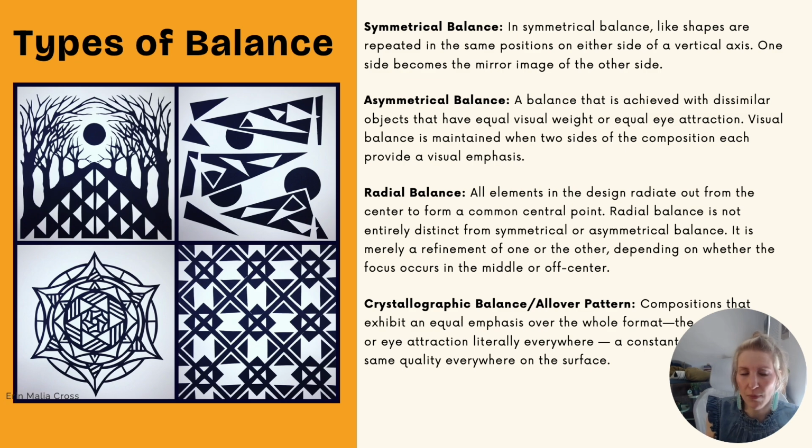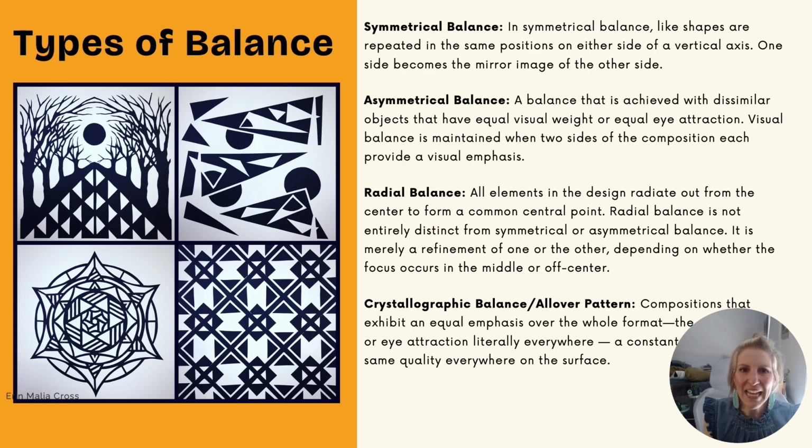Then we have radial balance. Now this one is interesting. It's found in nature. And this is when all elements in the design radiate out from the center, and it forms a common central point. Radial balance is not entirely distinct from symmetrical or asymmetrical balance. It's just a refinement of one or the other, depending on whether the focus occurs in the middle or off center. You'll see this in nature forms once you start looking for it.